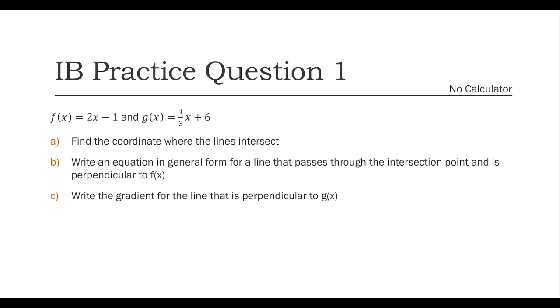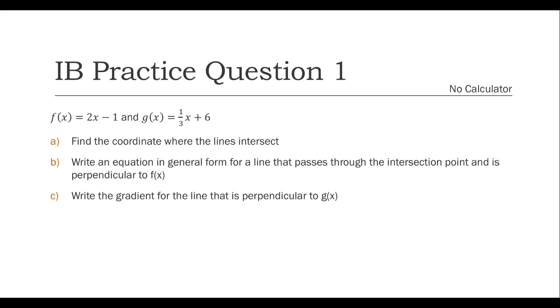So now we have our first IB practice question. If f of x equals 2x minus 1 and g of x equals 1/3 x plus 6, A, find the coordinate where the lines intersect. B, write an equation in general form for a line that passes through the intersection point and is perpendicular to f of x. And C, write the gradient for the line that is perpendicular to g of x.